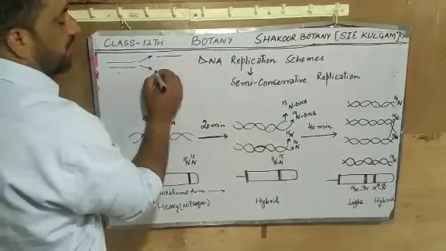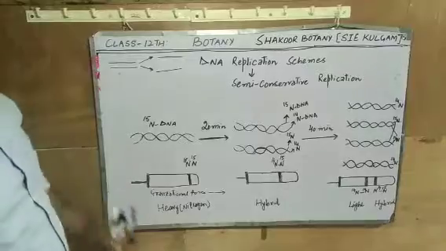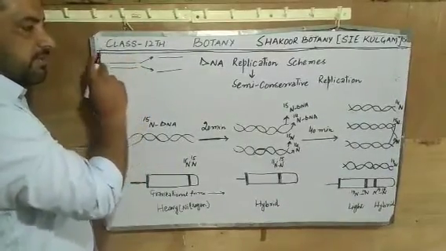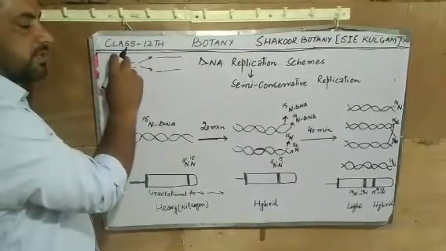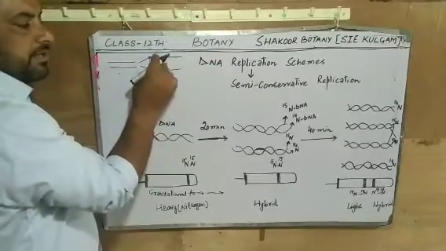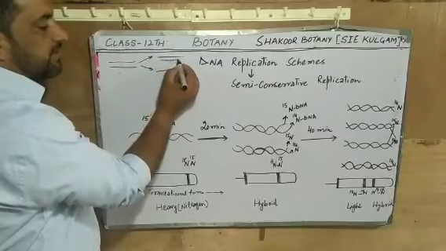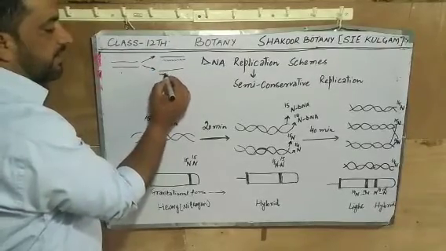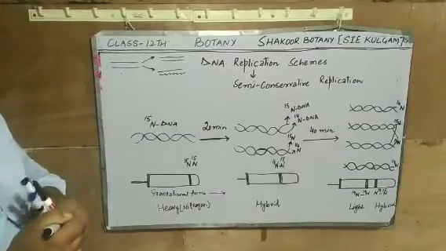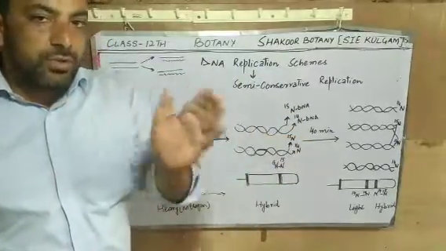This one is a parental DNA strand, this is another parental DNA strand. We were having a double-stranded DNA molecule. What happened during the process of replication? During replication, the two strands of the DNA separated, and they act as template for the synthesis of new DNA. This is the newly synthesized DNA strand, and again here this is the newly synthesized DNA strand. So it means that during the process of replication a DNA molecule separates into two strands.